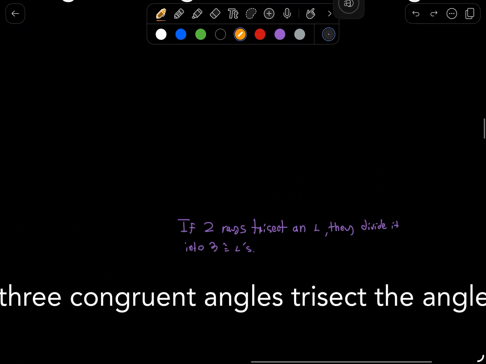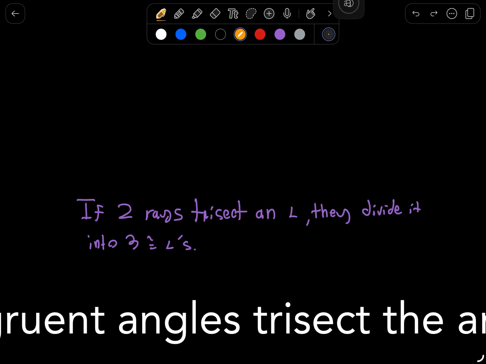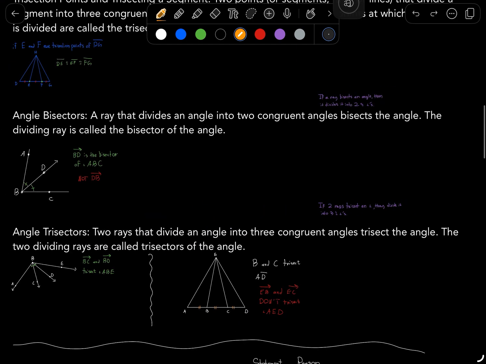And once again, this is a theorem kind of notation. If two rays trisect an angle, they divide it into three congruent angles. And these theorems are easy to memorize as long as you know what the definitions are. It comes really easy to your head.